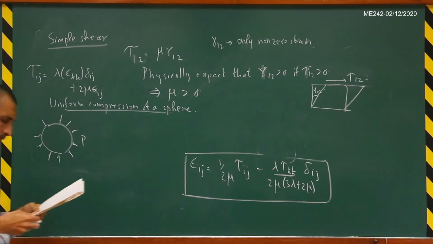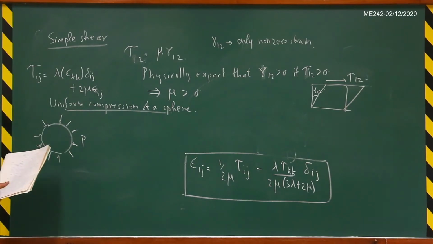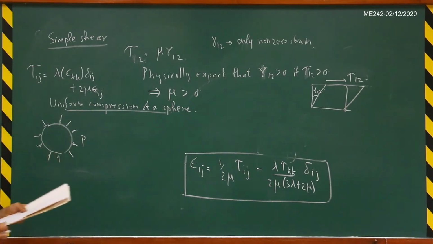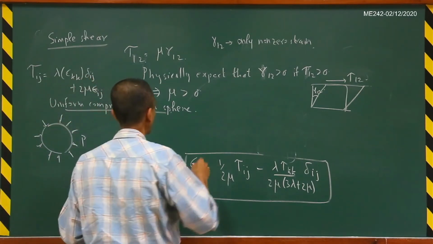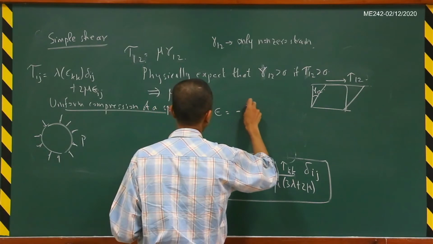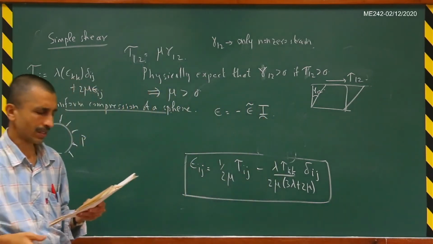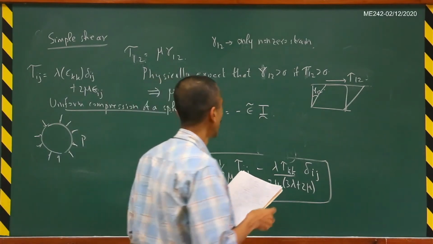In this particular case, what you would expect is a hydrostatic state of stress, and a hydrostatic state of strain also. So you will get that epsilon is equal to minus epsilon tilde times Id. Okay? This epsilon tilde is some scalar that is greater than 0.